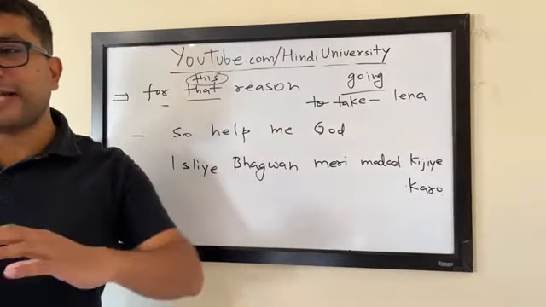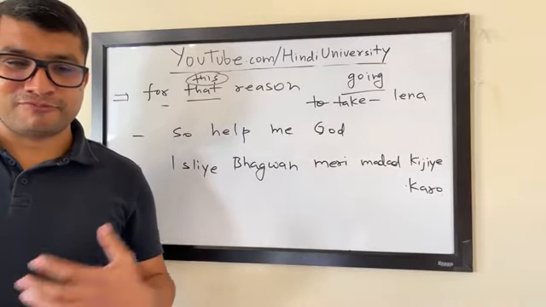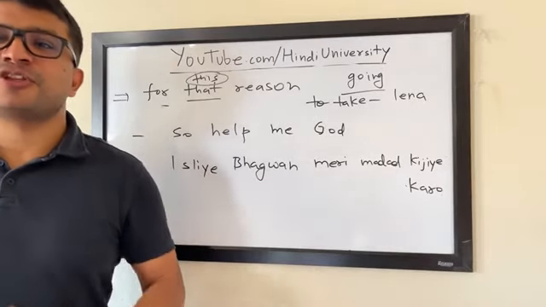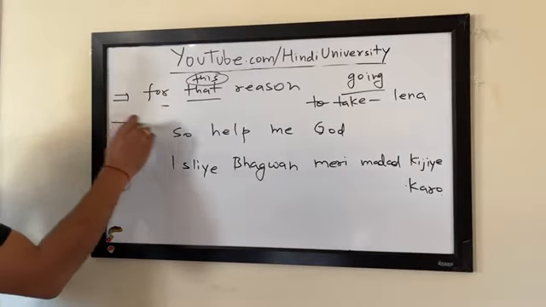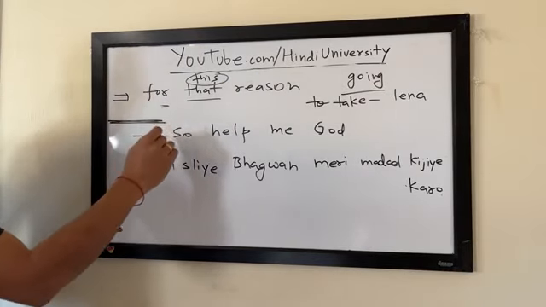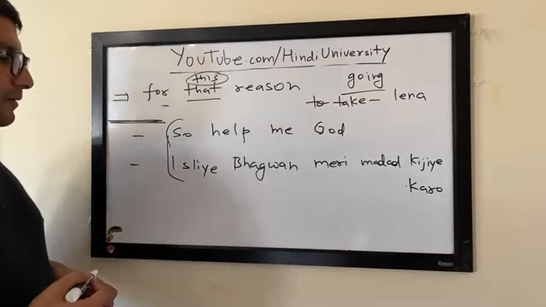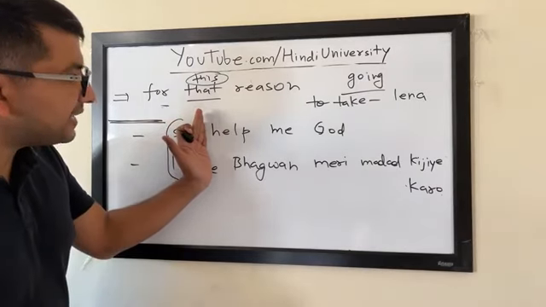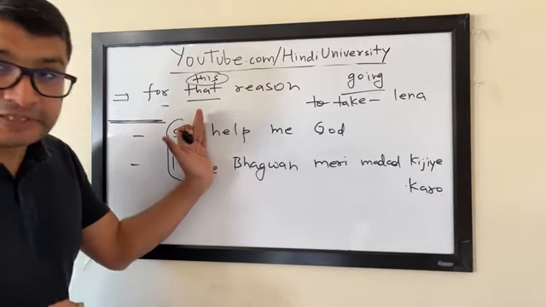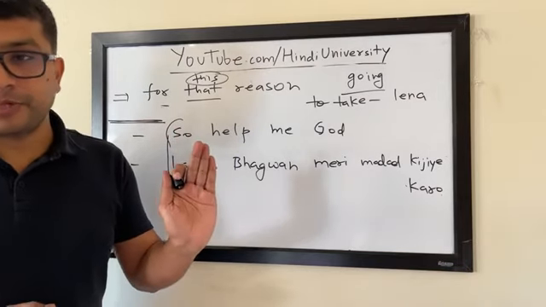I don't know the full text of it, but my understanding is you say a bunch of things and then you say, so help me God, right? So you can definitely say a bunch of reasons behind it, but this is after that, for that reason, help me God. Isliye Bhagwan meri madad kijiye. You can, if you want to simply say help me God, completely fine, right? You can say Bhagwan meri madad kijiye or Bhagwan meri madad karo.